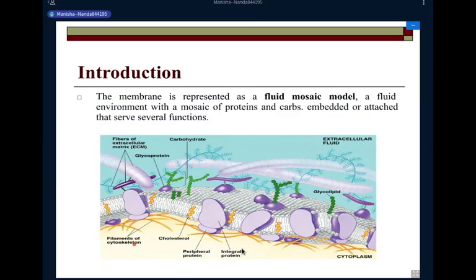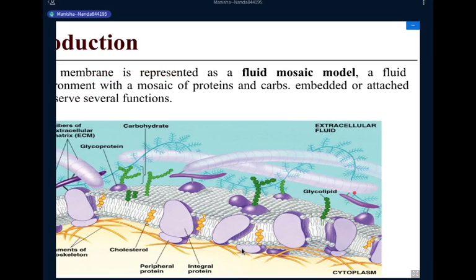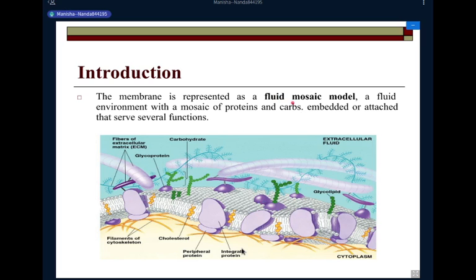Okay, fine. Now the membrane is represented as a fluid mosaic model. Can you tell me why it is said to be fluid and why it is said to be mosaic? Please post your responses in chat. I'll just wait for it and then I'll explain things. You can take a look at this diagram also. I'll just slightly zoom it for you. You can let me know, why do you think it is called fluid and why is it mosaic? I just want to see how many of you remember this.